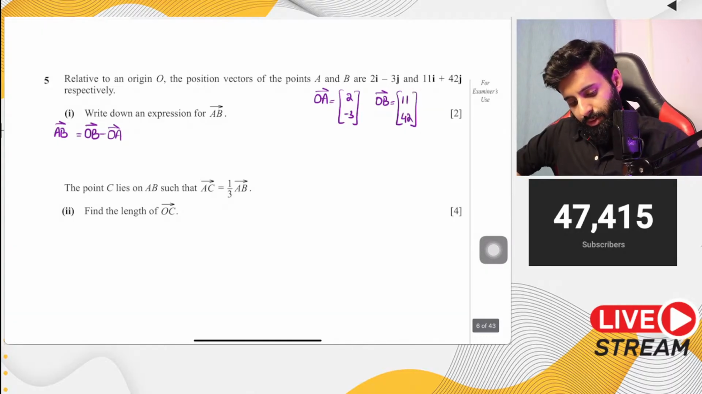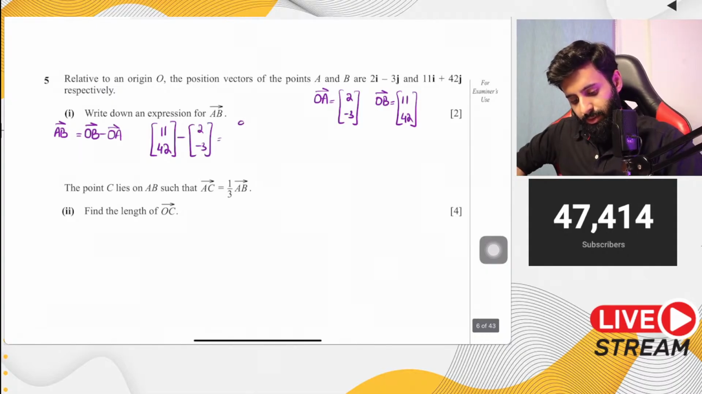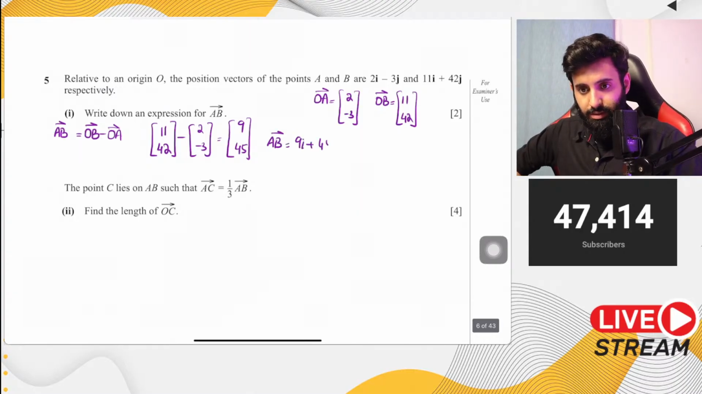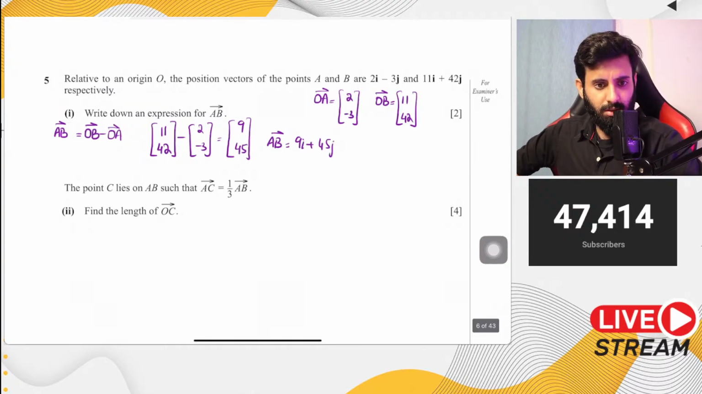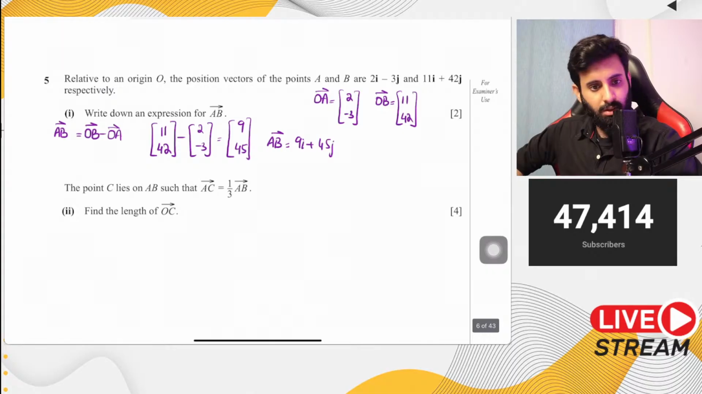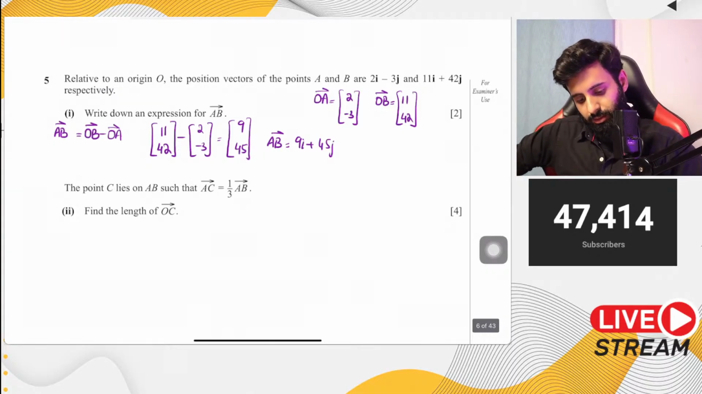Now if you're doing OB minus OA, that means 11, 42 minus 2 and minus 3. So what's 11 minus 2 equal to? That's 9. What's 42 minus minus 3 equal to? That's 45. So here we have AB, and then you can write it nicely. That is 9i plus 45j. And is that the answer? Yep, that's the answer.